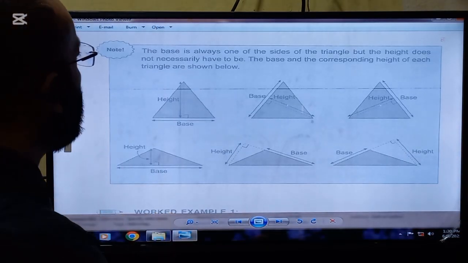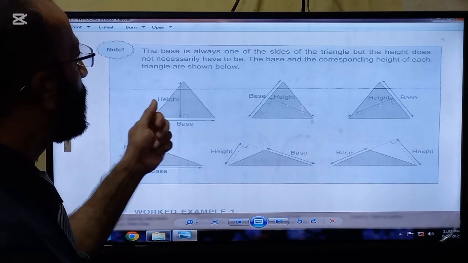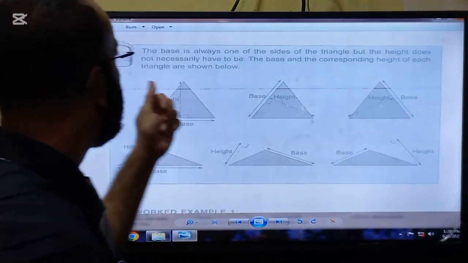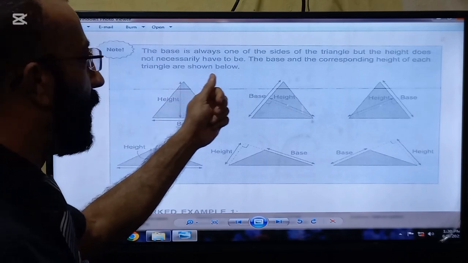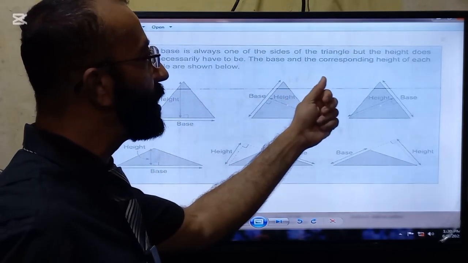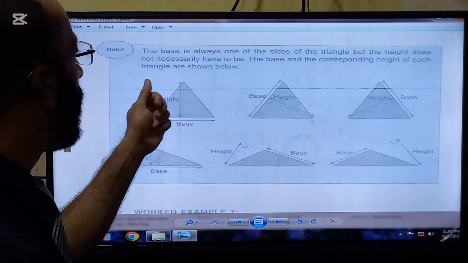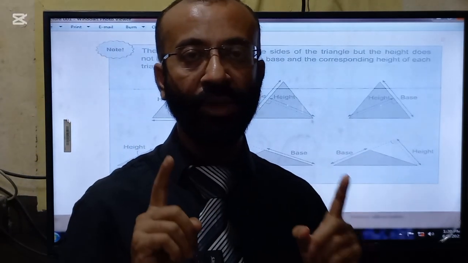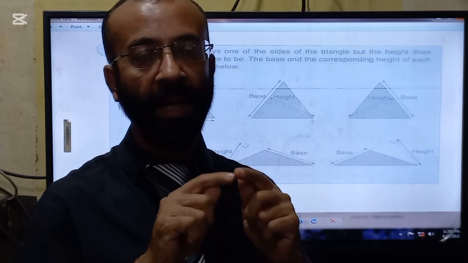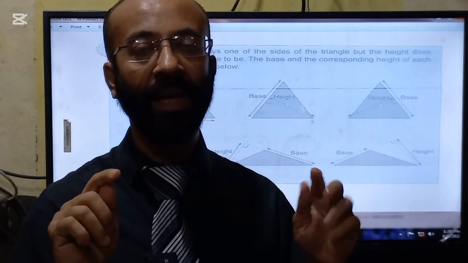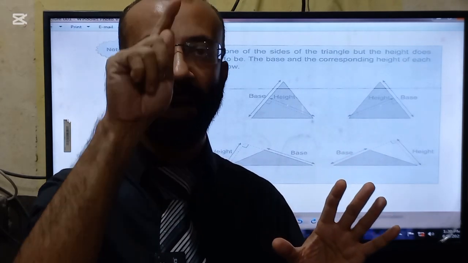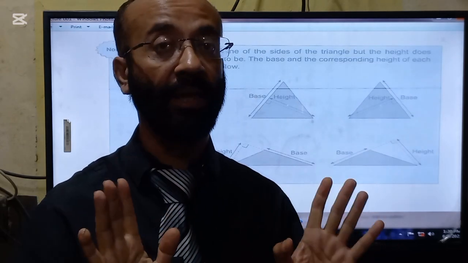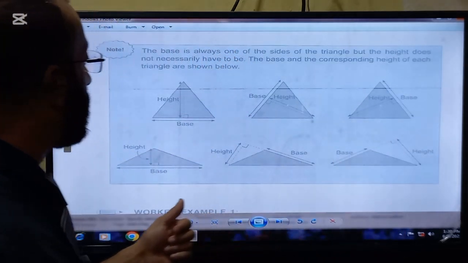The next thing to be noted is that the base is always one of the sides of the triangle, but the height does not necessarily have to be. The base and the corresponding height of each triangle are shown below. The thing to remember is, if one side is declared as a base, then the height should be perpendicular to that base. This is conditional. So look at some examples now.